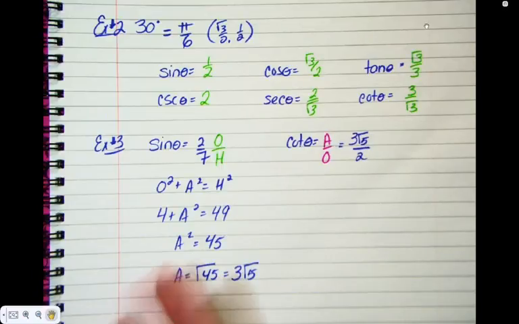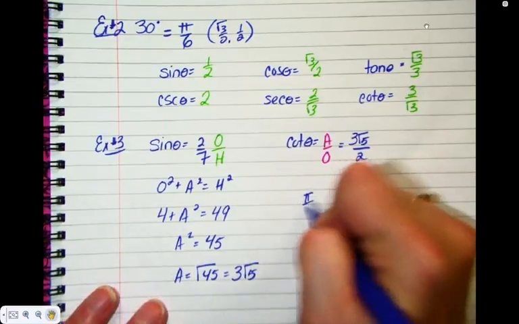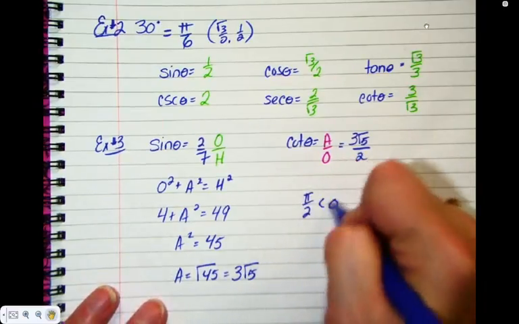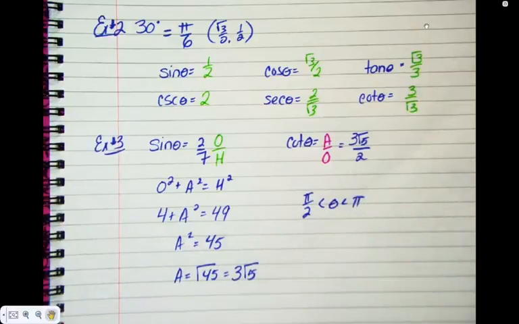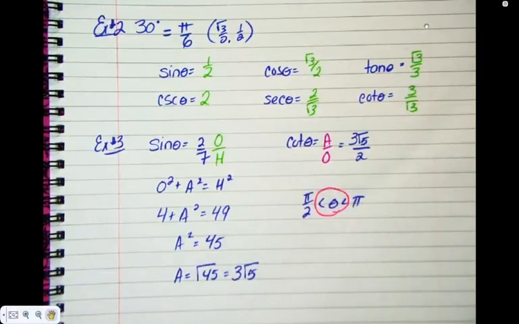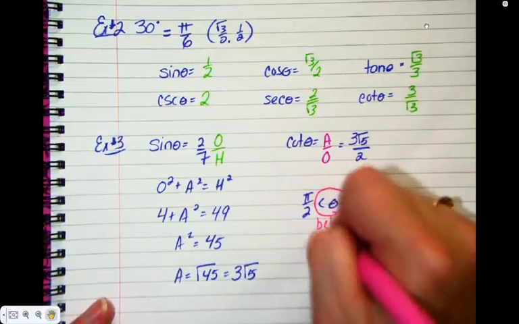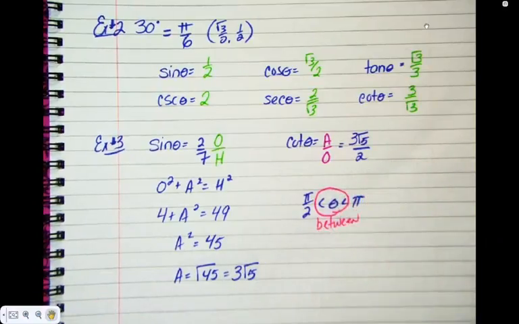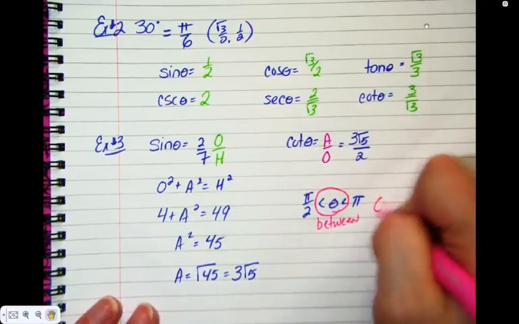We need to talk about the CAST rule. What's the part of the question we haven't used yet? All this, this pi on 2 less than theta less than pi. We talked already, what does this notation mean in English? Between. That's just a quadrant reference. That's all it's telling you. What quadrant is between pi on 2 and pi? It's telling you that it's Q2.